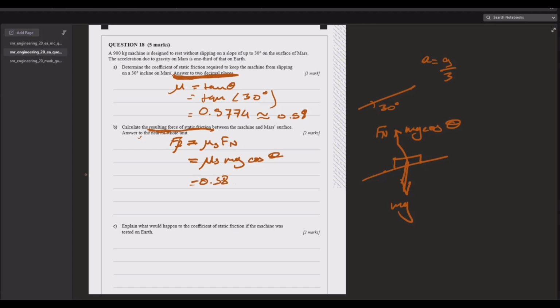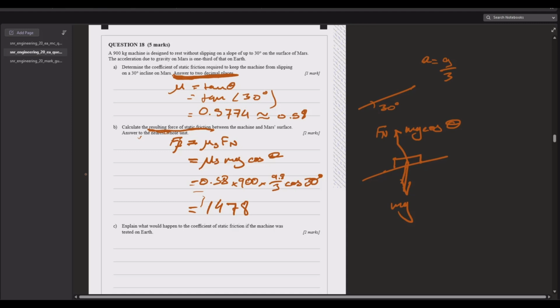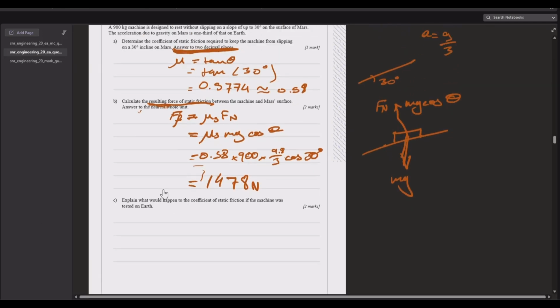And substitute, always make sure to substitute, even though this is a 2-mark question. Sometimes they're ridiculous where they put the marks. 0.58 times 900 times 9.8 on 3 times cos 30 degrees. Cos 30 is a half, so 0.58 times 900 times 9.8 divided by 6 times cos of 30. So 1,478 newtons is the correct answer. That's my bad, I divided by 2 twice. Don't make that mistake.